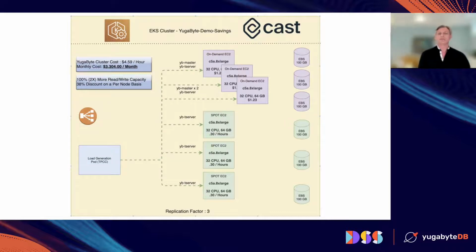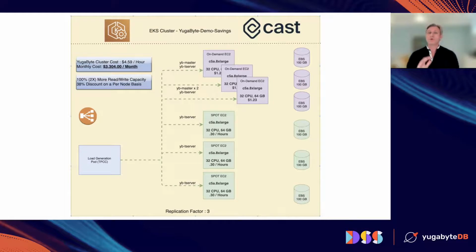But essentially, we're going to provision an extra 3 nodes for double the capacity, so 100% more read-write throughput, but we're going to effectively average down the cost of a node by 38% because we're going to be taking a blended rate of $1.23 per hour and 30 cents per hour. You can see how at large scale, this can be a massive cost savings. And then of course, we have our load generator pod on the left side of this diagram, which I'll talk about.